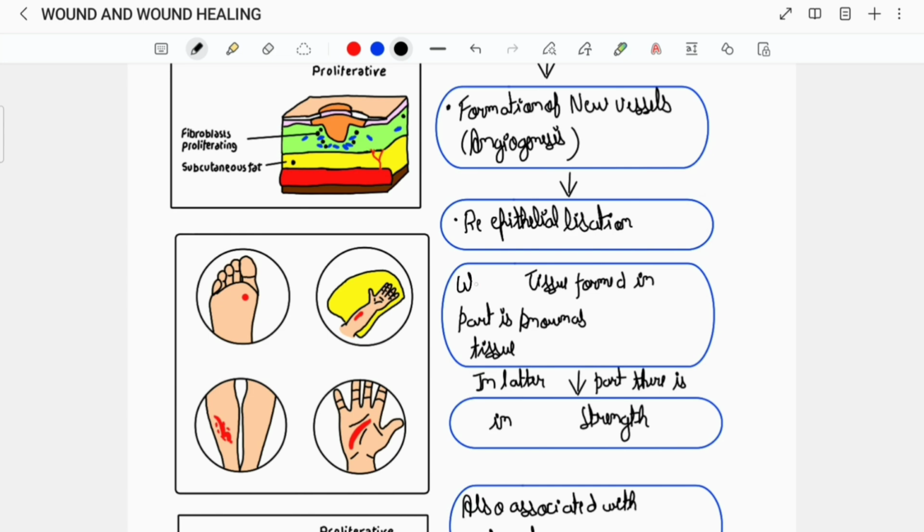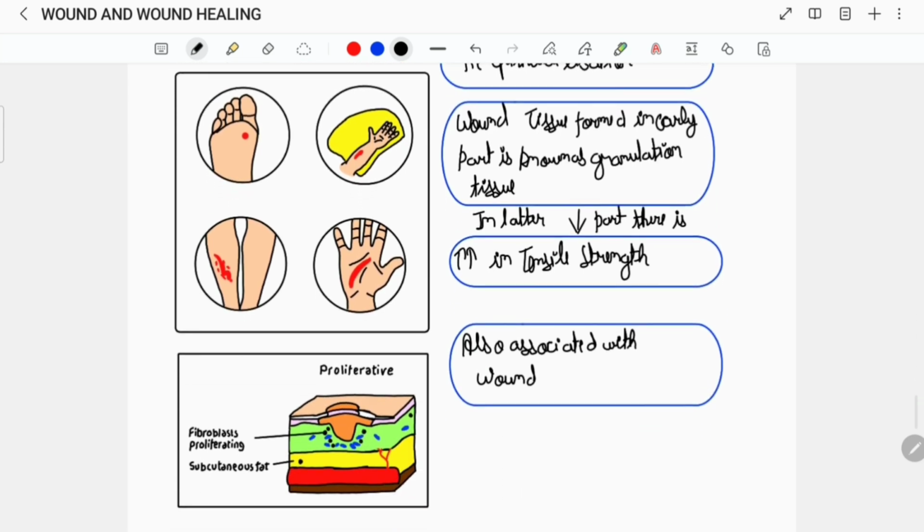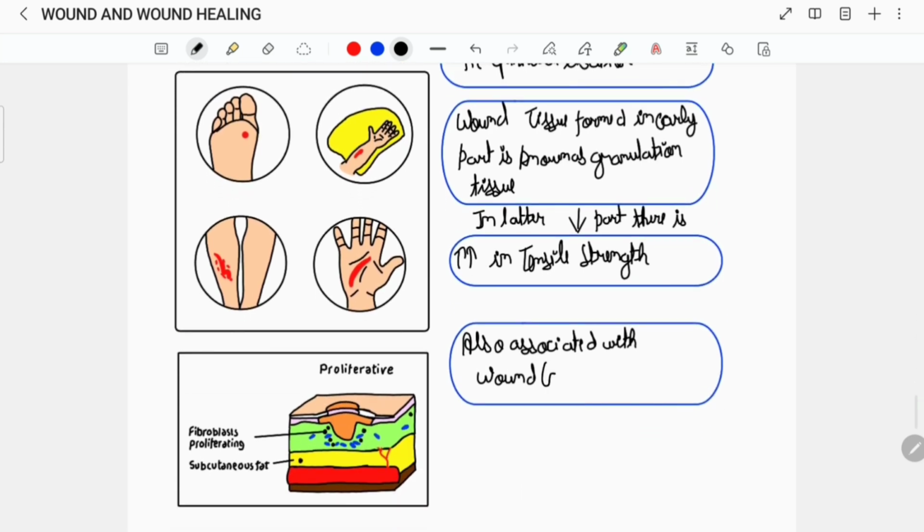The wound tissue formed in the early part is known as the granulation tissue. In the latter part, there is increase in the tensile strength. Also, it is associated with wound contraction.